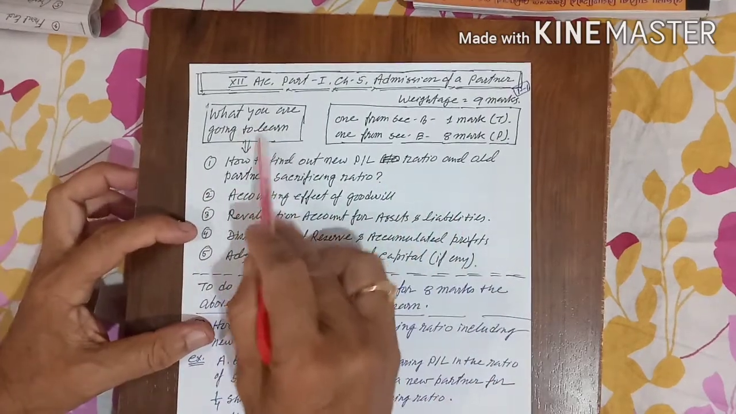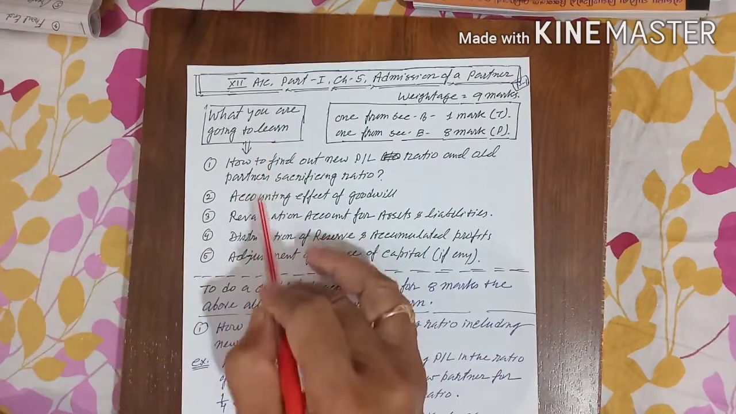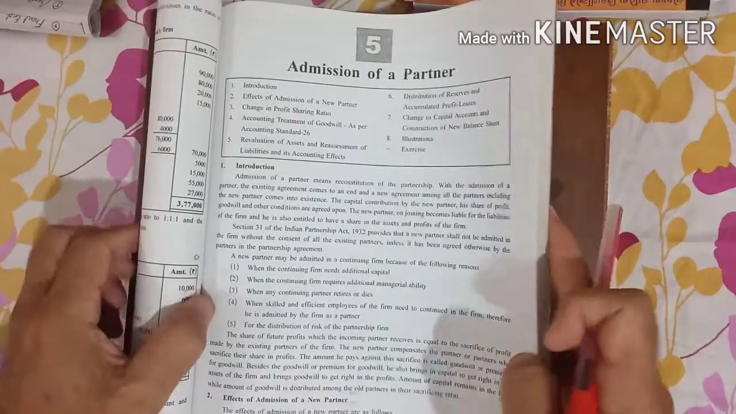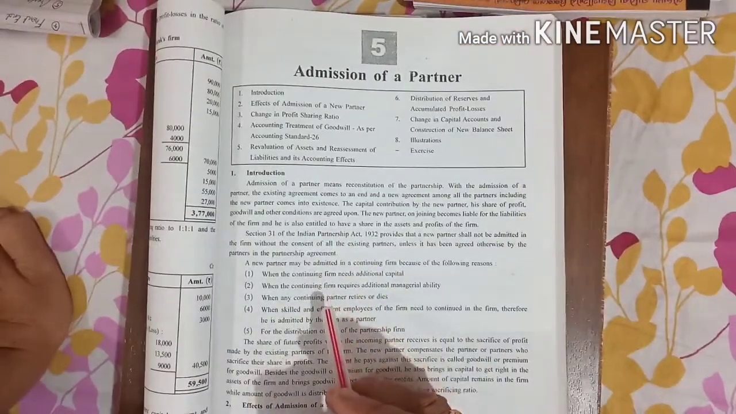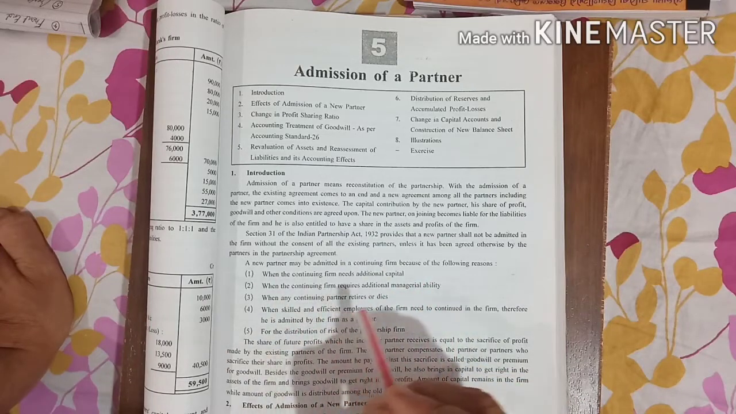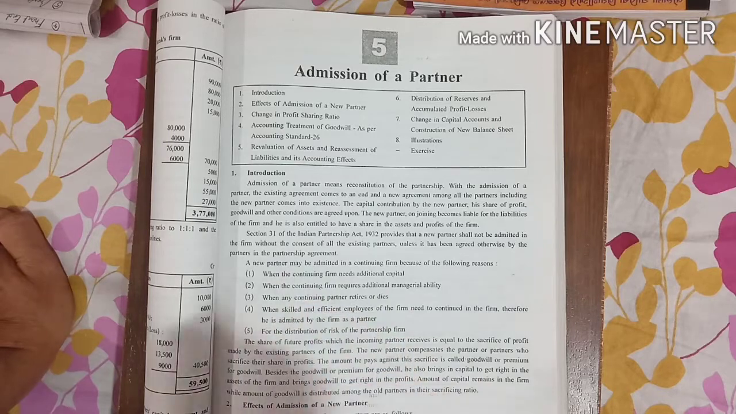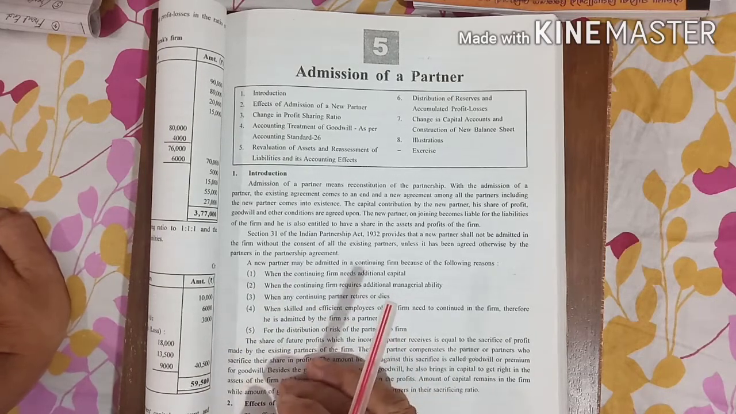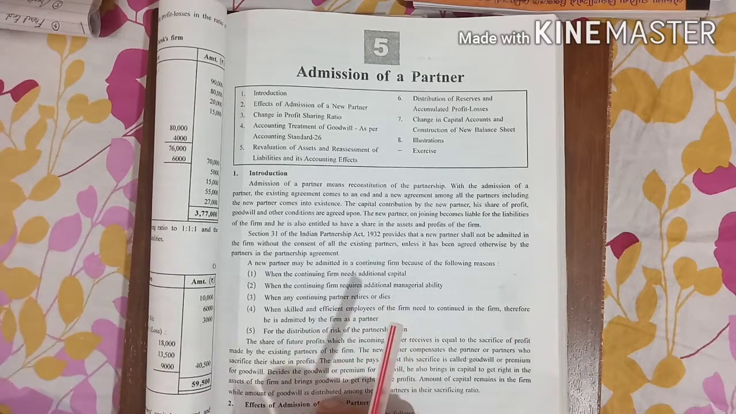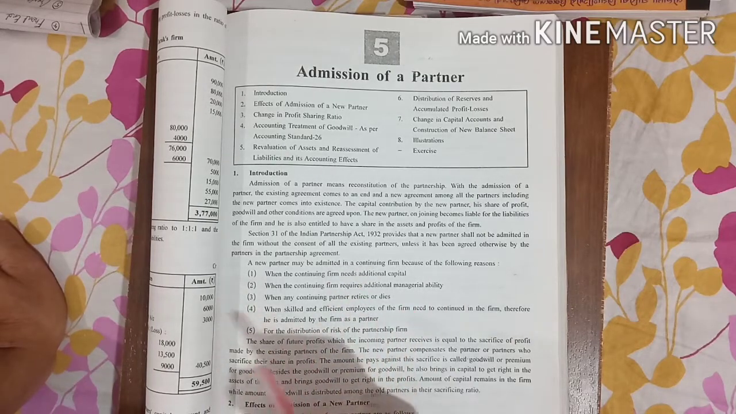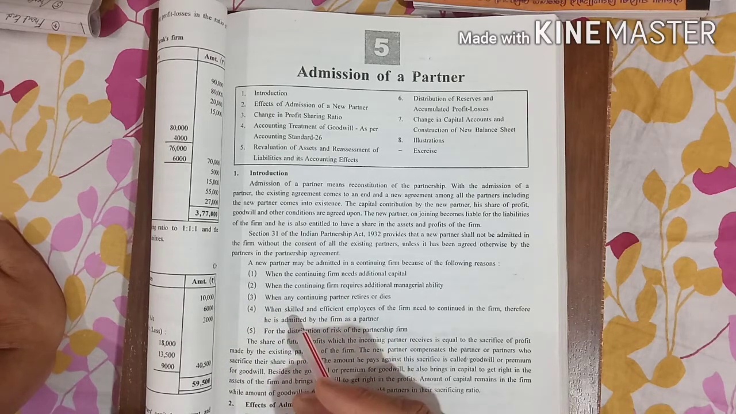What are you going to learn from this chapter? These 5 points. Before that, let me say what is the meaning of the admission of a partner and why it is necessary to admit a new partner. When old partners are running the business, sometimes they may feel great difficulty running it. Either it may be some crisis of capital, or maybe some efficient persons are required who are not there, or any other purpose.